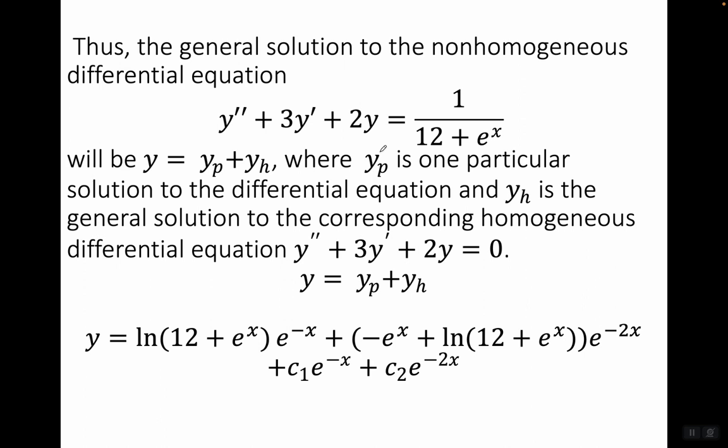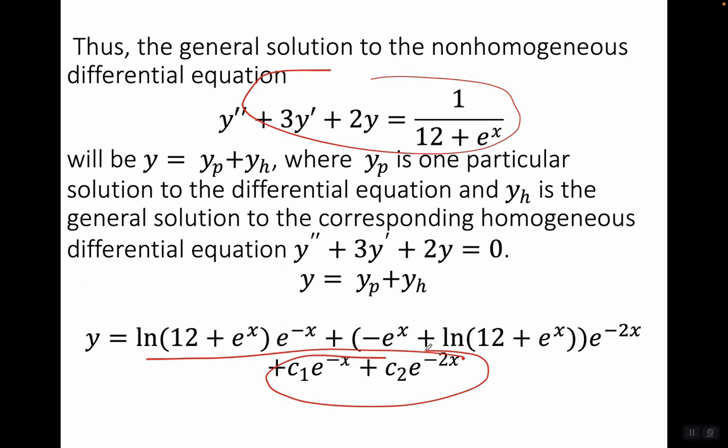Thus, the general solution to the non-homogeneous differential equation, the one we've been working with, is y equals y sub p plus y sub h. Y sub p is one particular solution to the differential equation. Y sub h is a general solution to the corresponding homogeneous differential equation. And y equals y sub p plus y sub h. So we've got y equals this.